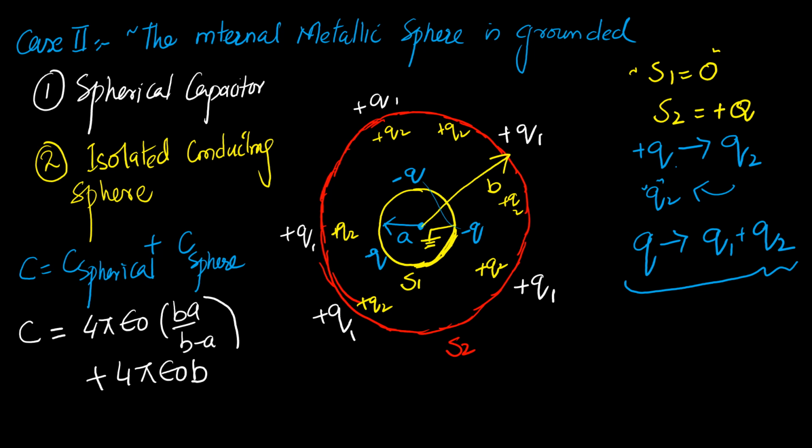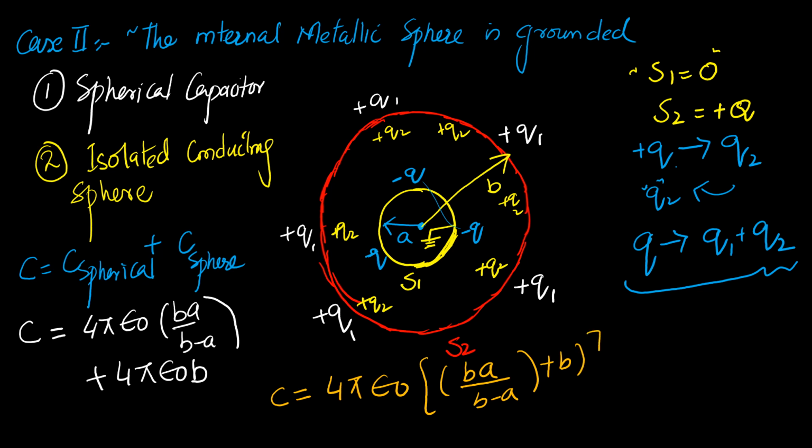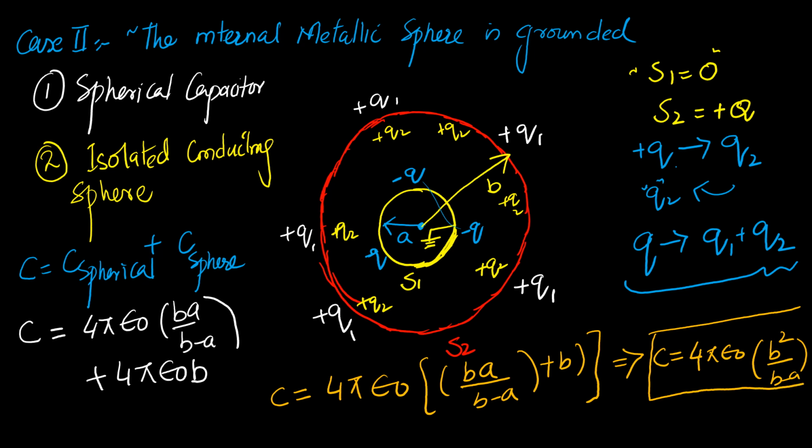So let us simplify this equation. Taking 4 pi epsilon naught as a constant, we get C equal to BA divided by B minus A plus B, and by simplifying this equation we get the capacitance of the spherical capacitor with the internal sphere grounded as 4 pi epsilon naught into B square divided by B minus A. So in the second case, this will be the capacitance of a spherical plate capacitor whenever the internal sphere is grounded.